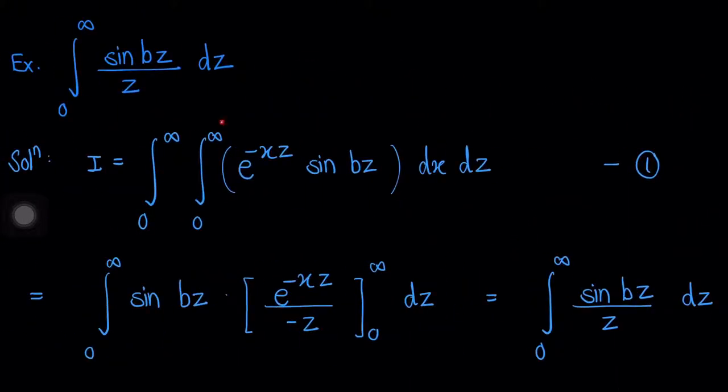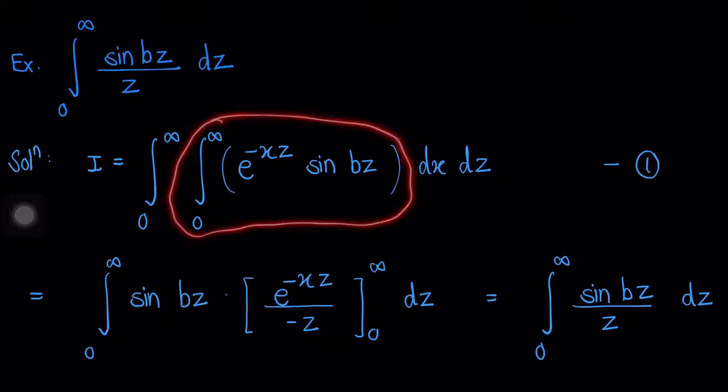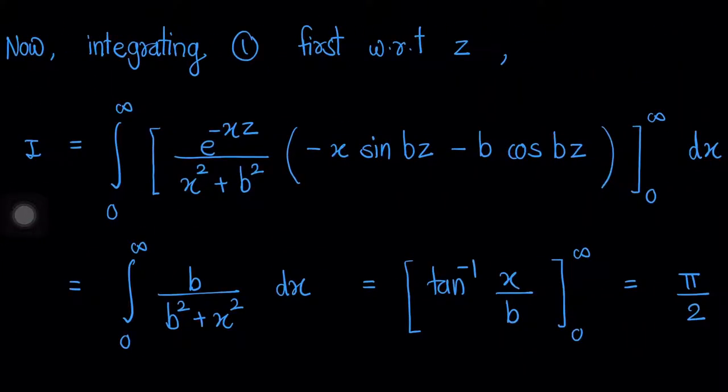So integrating this first with respect to z, we will have integration 0 to infinity as it is, and integrating that integrand with respect to z first, we have e raised to minus xz upon x square plus b square into bracket minus x sine bz minus b cos bz, and limits from 0 to infinity. Now if we put the upper limit infinity, we will have e raised to minus infinity, and that is going to be 0.